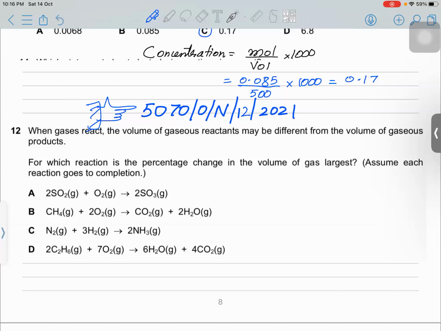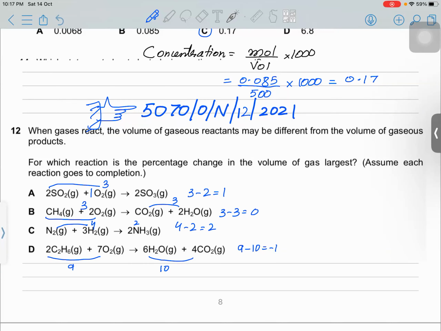Now here total volume is 3. Here we have 3, here we have 2. So 3 minus 2 is 1. Here we have 3, here we have 3. So 3 minus 3 is 0. Here we have 4, here we have 2. 4 minus 2 is 2. Here we have 9, here we have 10. So 9 minus 10 is minus 1, or 10 minus 9 is 1.